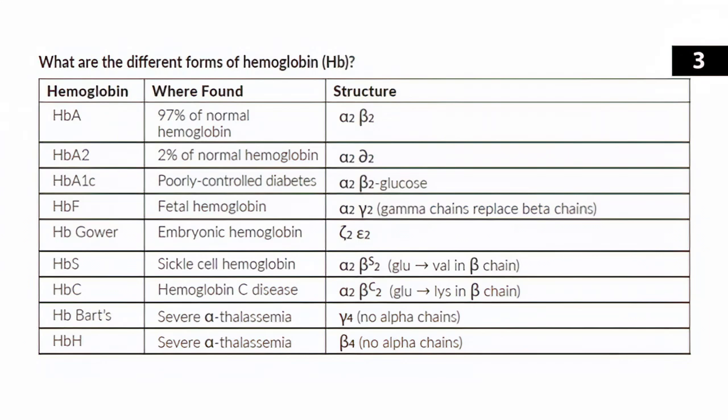So hemoglobin Gower is 2 zeta chains and 2 epsilon chains. Hemoglobin S is what we see in sickle cell disease, where there's a single amino acid substitution in the beta chain from glutamic acid to valine. And hemoglobin C is a similar variant that's also often seen in sickle cell populations, which is a substitution from glutamic acid to lysine. Then hemoglobin Bart's and hemoglobin H are where you don't have any alpha chains at all. We're going to cover those in detail in the next video with the thalassemias.